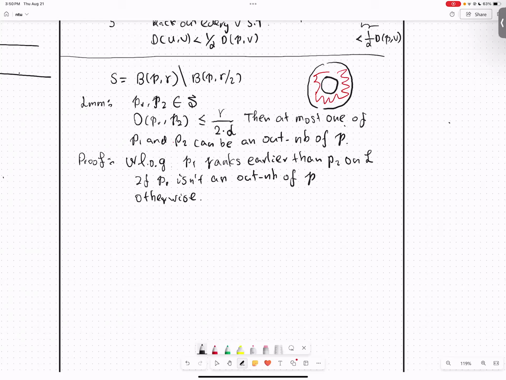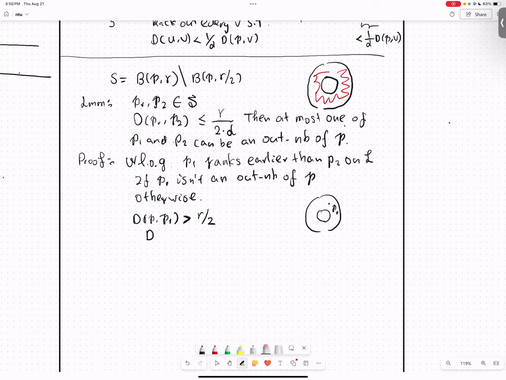Let's think about the distance between P and P1. So P is Singapore and P1 is New York, right? So let me remind you about the donut. P1 will have to be in here, you see what I'm saying? And it cannot be on the boundary of the inner circle. So we can say that the distance is strictly larger than R/2.